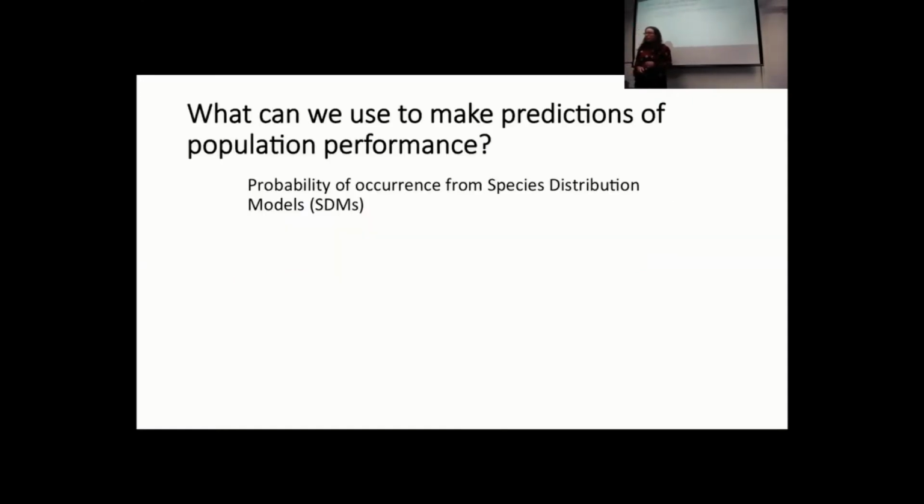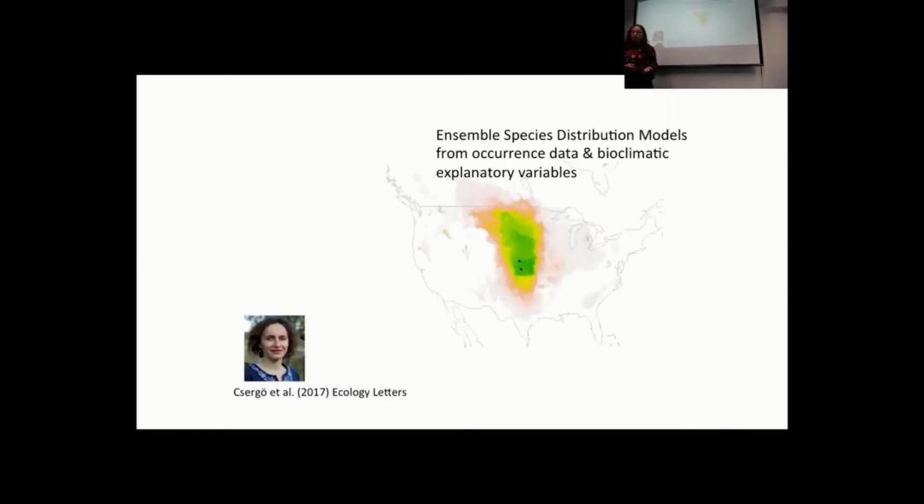Okay, so now just moving on, the next chapter of the story was we were trying to get more and more sophisticated in how we predict population performance. And this is work by Anna Chergo, who's sitting down there, around whether we can use probability of occurrence models, these are species distribution models built using climate data, to make predictions about population performance. And again, we were using data from Compadre.